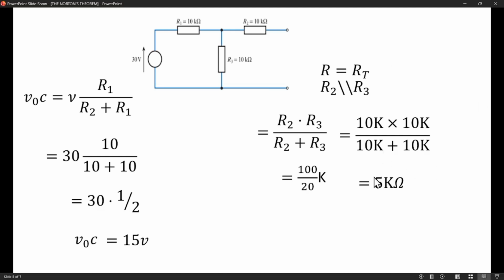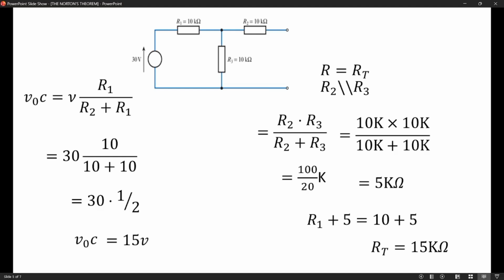Remember, we are not done. We have to add what we got to R1, because we added R2 and R3 in parallel. R1 is 10 kilo ohms, and here we have 5 kilo ohms. If we add all of them, we get 15 kilo ohms. So now we have gotten the voltage in the open circuit and the total resistance in this circuit.